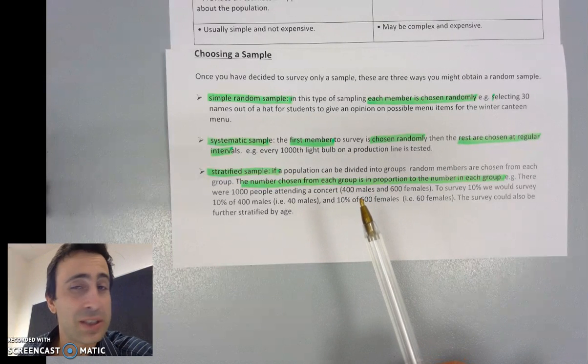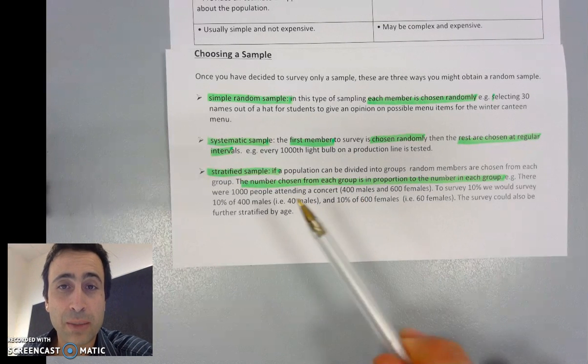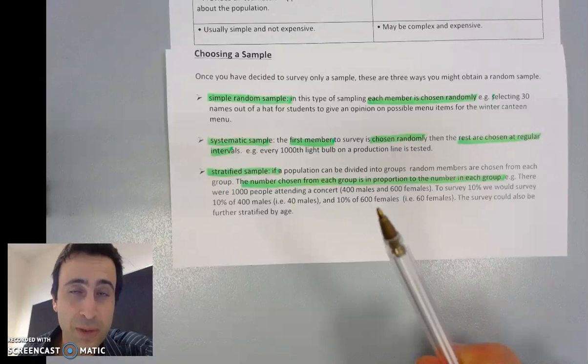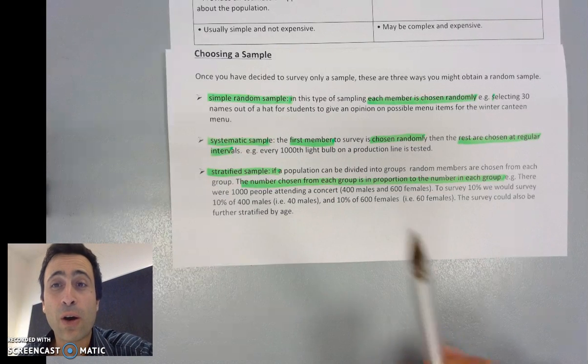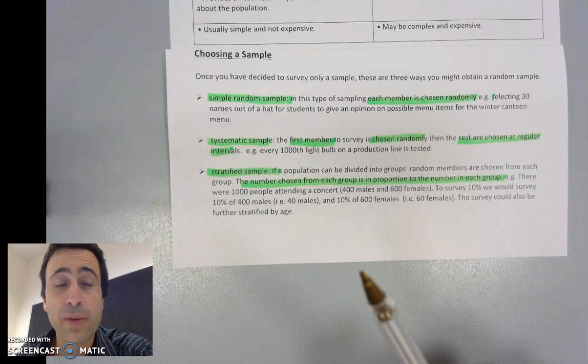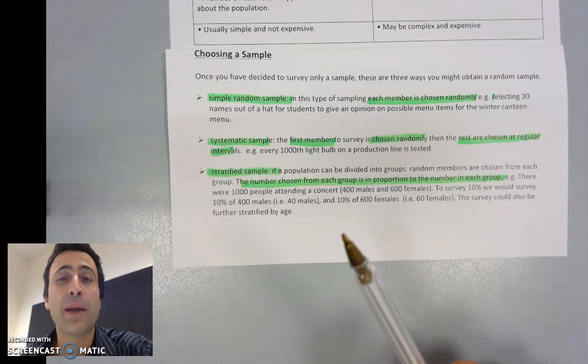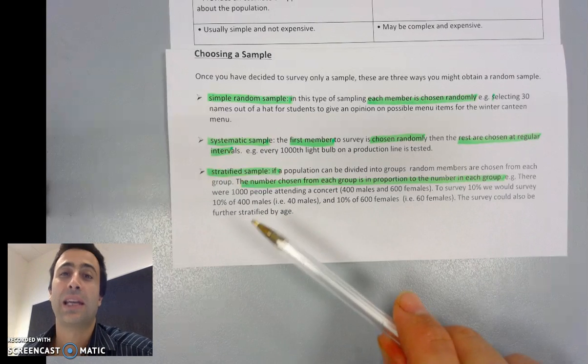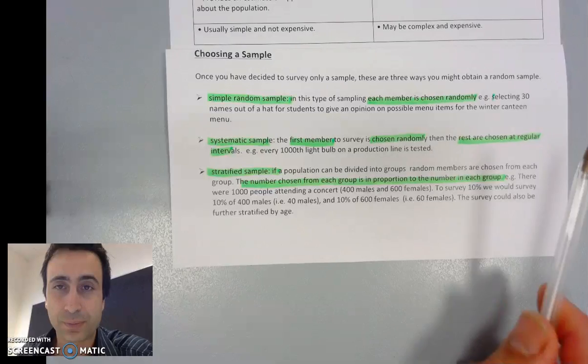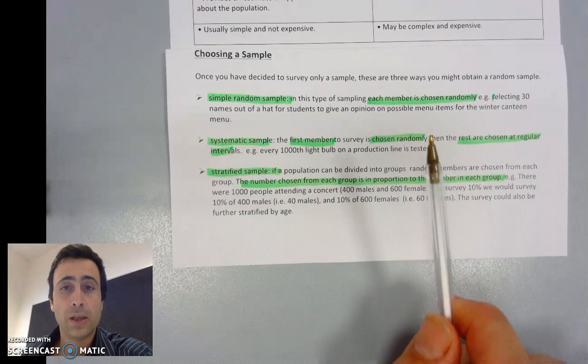So if I had, for example, 200 people in each year group from year 7 to 10, and I wanted to take a survey of 120 people, I would have 20 people from each year group in my survey. Okie dokie.